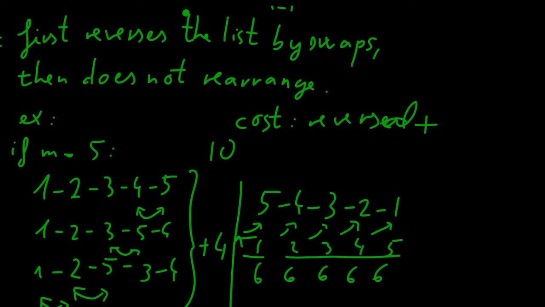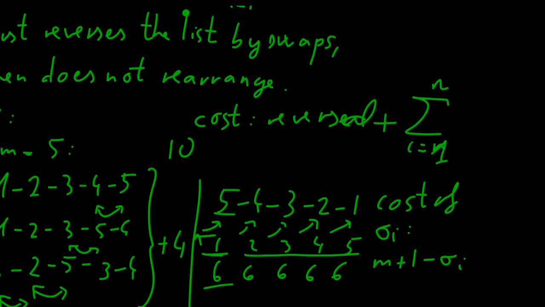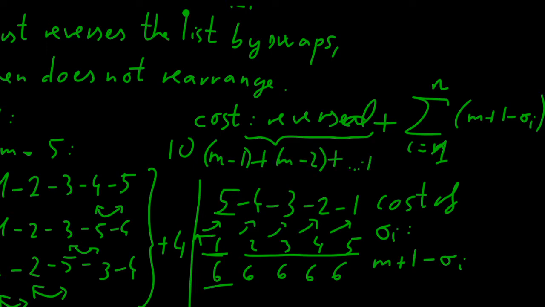So in general, for each sigma i, the cost of sigma i is just m plus 1 minus sigma i, right? So it's just 6 minus the requested element, that's the cost of the operation. So the reversal plus the sum for each input request, the sum of m plus 1 minus sigma i. Now the cost of reversal, what's this? So I have to pay m minus 1 for placing the last element to the front, plus m minus 2, plus blah blah blah plus 1.